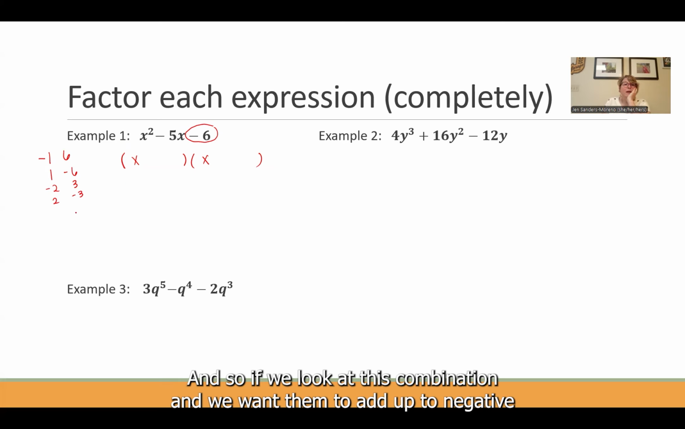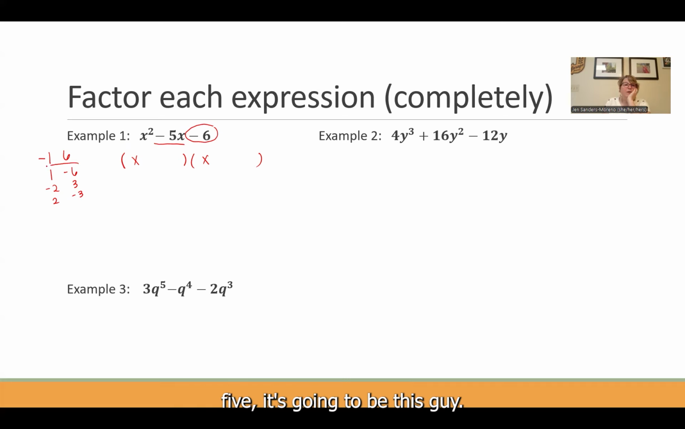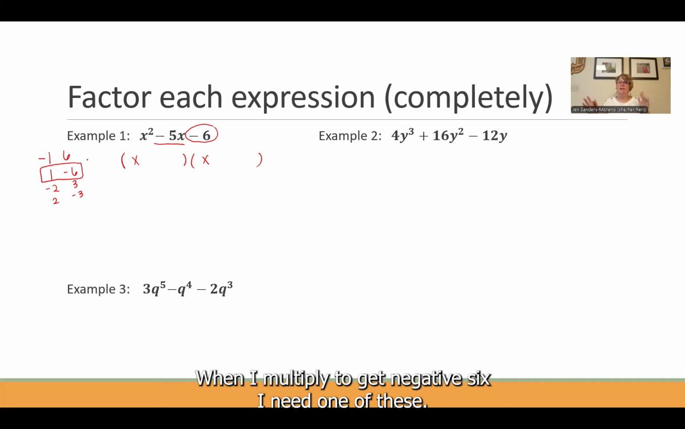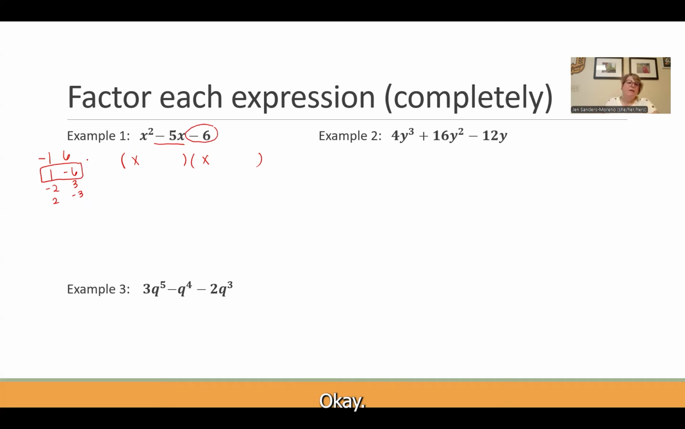And so if we look at this combination and we want them to add up to -5, it's going to be this guy. Because remember, when I multiply to get -6, I need one of each. Okay, so here it would be x plus 1 and 6.